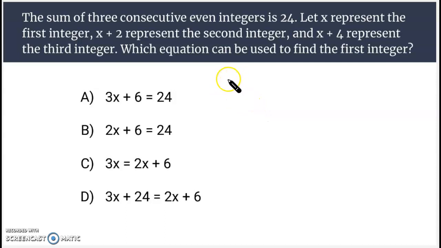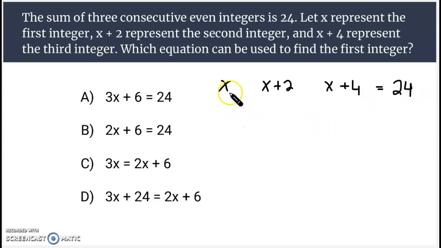So we got 3 unknown integers that are consecutive and even. So think of the numbers 2, 4, 6, 8, 10, 12, 14, and so on. The first one we're going to call x. The next one we're going to call x plus 2. The third one we'll call x plus 4. Just like they say in the problem up above, and it adds up to 24.